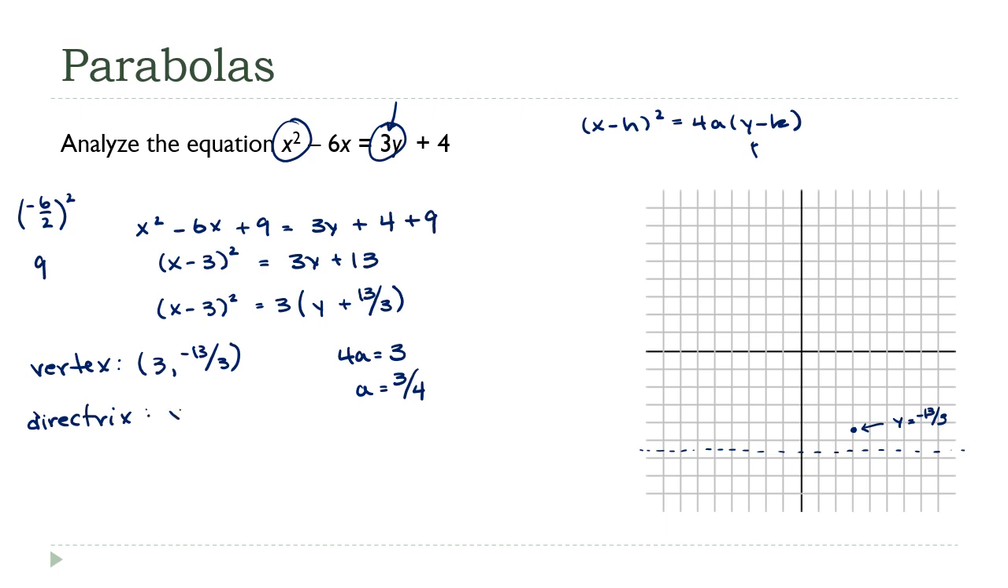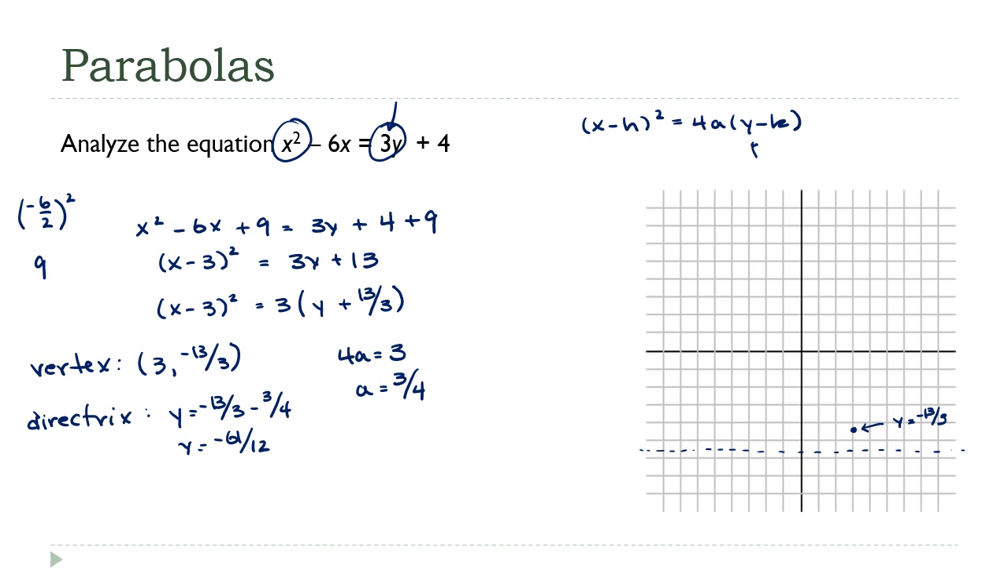is y equals negative 13 thirds minus 3/4. You do a common denominator. That's what I'm doing in my head now. That's negative 52 minus 9, so this is negative 61 twelfths, which is a little lower than negative 5. And yeah, that's more or less where I sketched that.